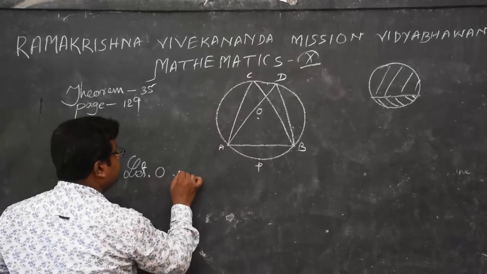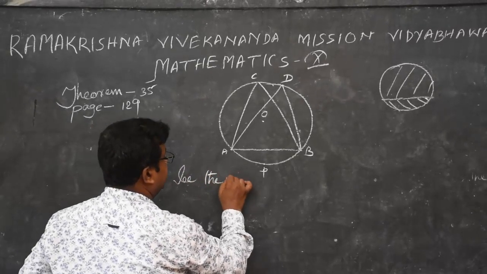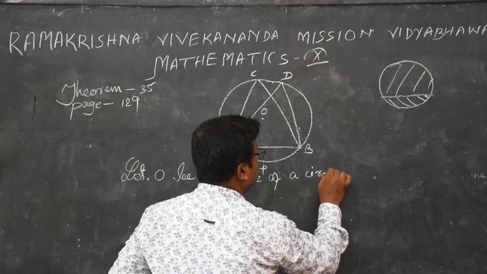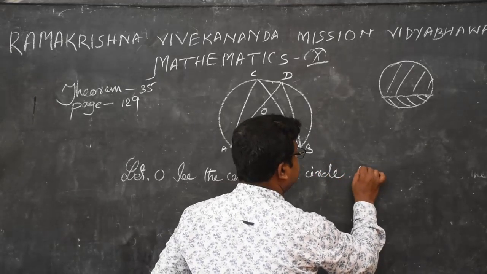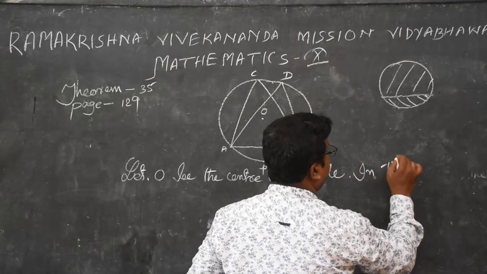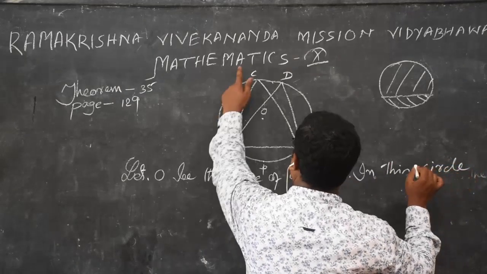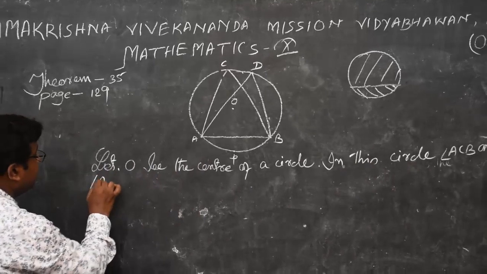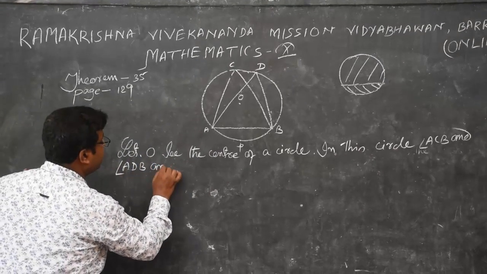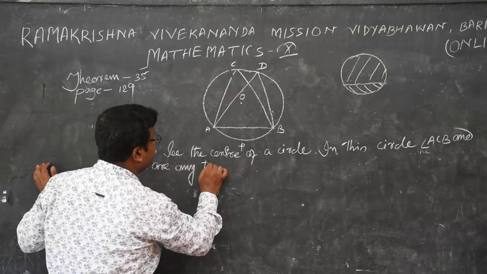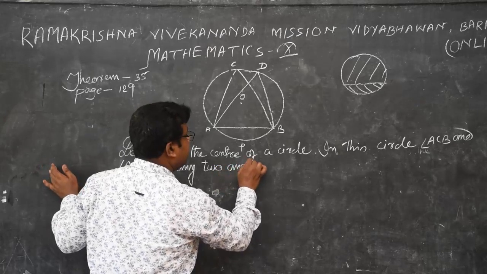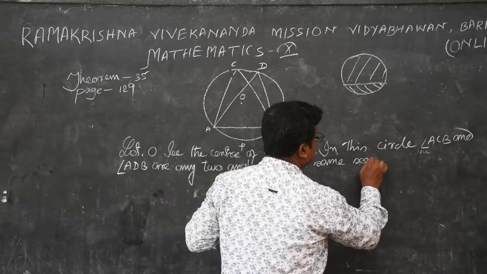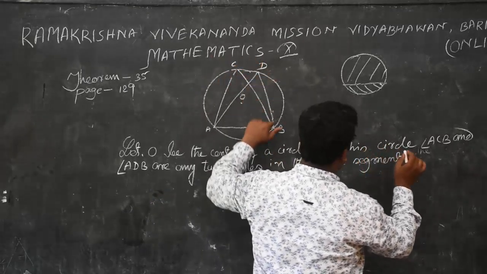Let O be the center of a circle. In this circle, angle ACB and angle ADB are any two angles in the same segment ACDB.